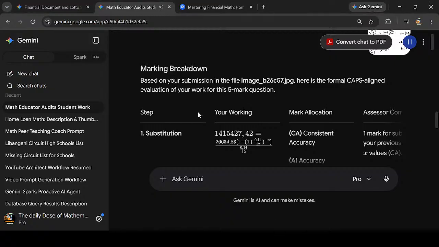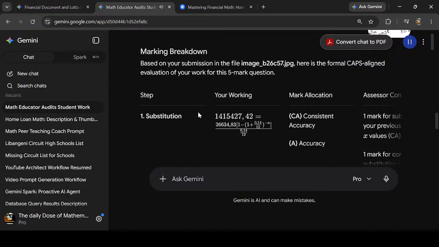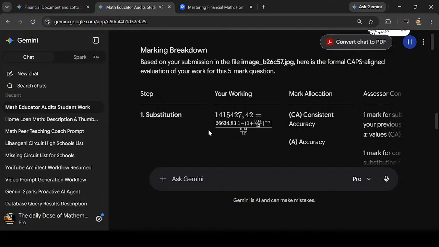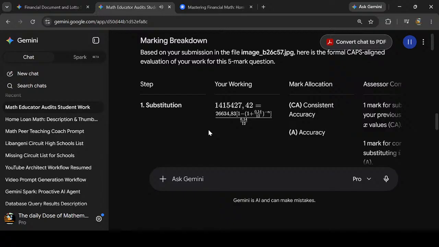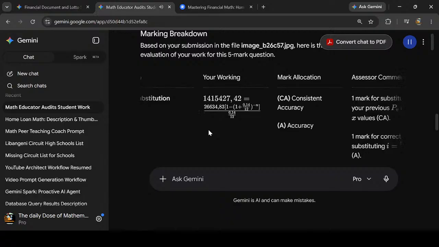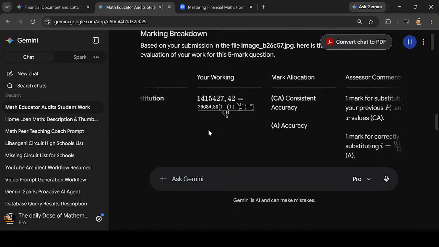Based on your submission in the file image_B26C57, here is the formal CAPS-aligned evaluation of your work for this 5-mark question. Step, your working, mark allocation, assessor comments. 1. Substitution: 1,415,427.42 equals 26,634.83 times (1 minus (1 plus 0.1412 over 12) to the power of negative n) over (0.14 over 12).